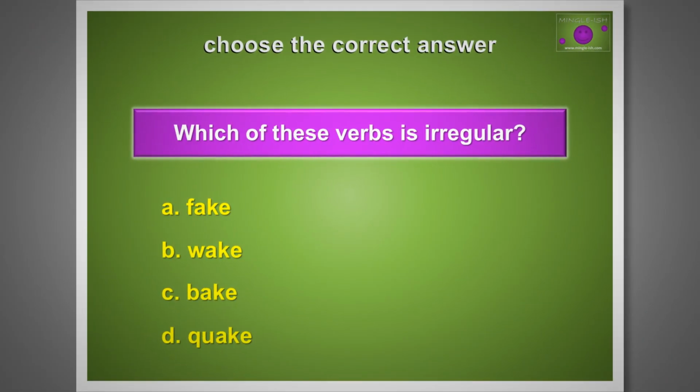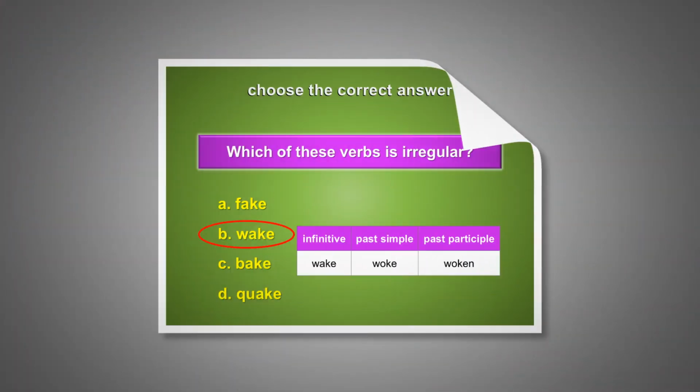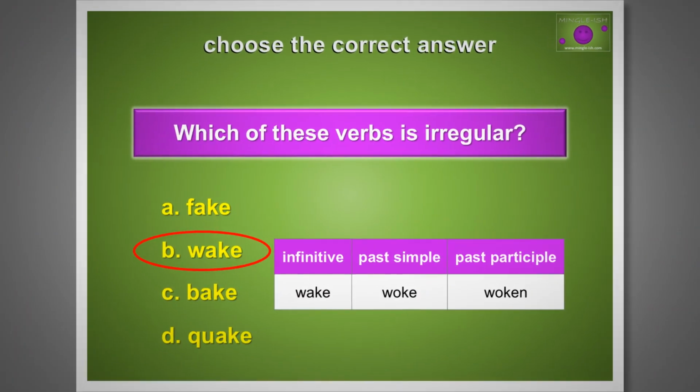3. Is it A, fake, B, wake, C, bake, or D, quake? The correct answer is B, wake. The past simple is woke, and the past participle is woken.